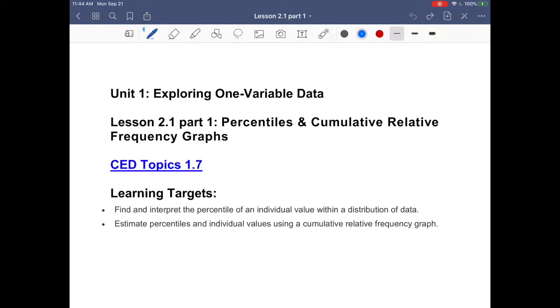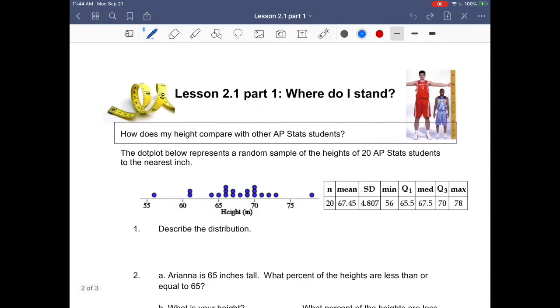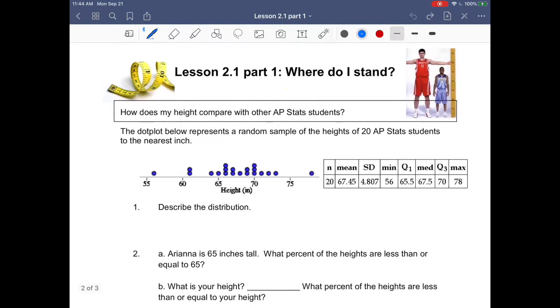Hi everyone, in this video we will continue our look into quantitative data and talk a little bit about percentiles and what are called cumulative relative frequency graphs. So it's going to be the big main ideas. We'll come back to them in the debrief as always. So let's take a look at the activity portion.